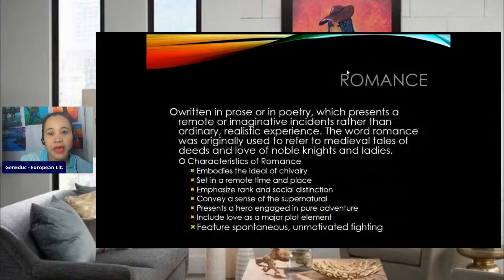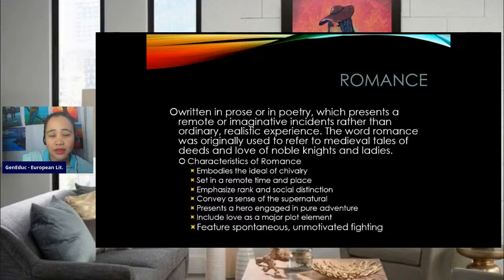Second, romance. Second to epic, romance. Written in prose or in poetry, so the romance has prose and poetry, which represents remote or imaginative incidents rather than ordinary ones. So it's not an ordinary reading, it's not an ordinary literature. This is something that you are going to imagine. Again, written in prose or in poetry, which presents remote or imaginative incidents rather than ordinary, realistic experience. The word romance was originally used to refer to medieval tales of deeds and love of noble knights and ladies.